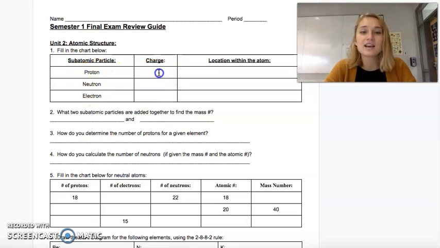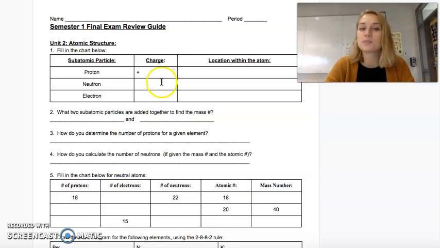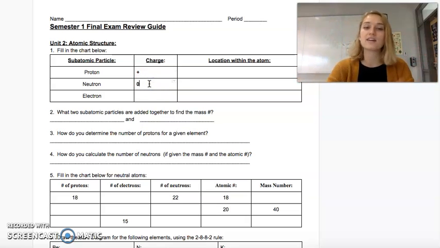So the first thing it has is their charge. Alright, and if you remember my trick, protons start with P, so does positive. So protons are always positively charged. Neutrons are neutral, which means they have no charge. And then that means electrons, kind of the only thing left. Electrons have that negative charge, right? That's why they are kind of responsible for a lot of things.